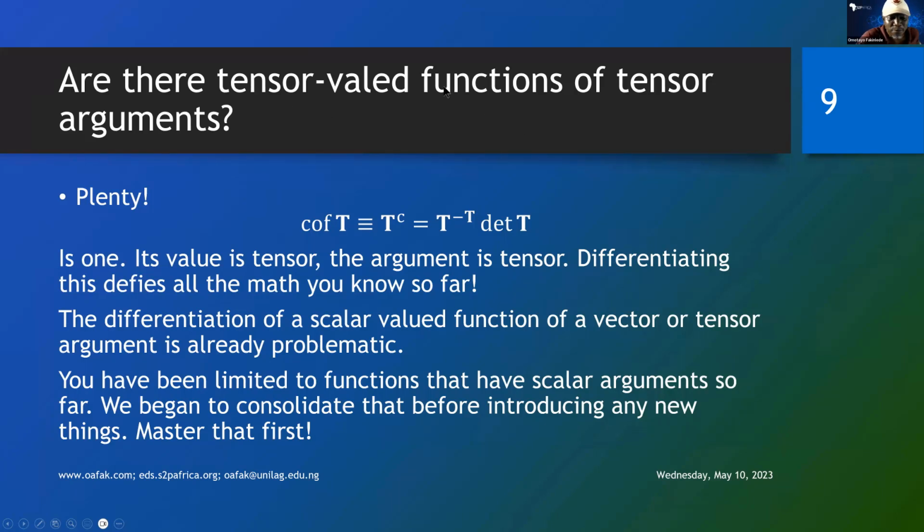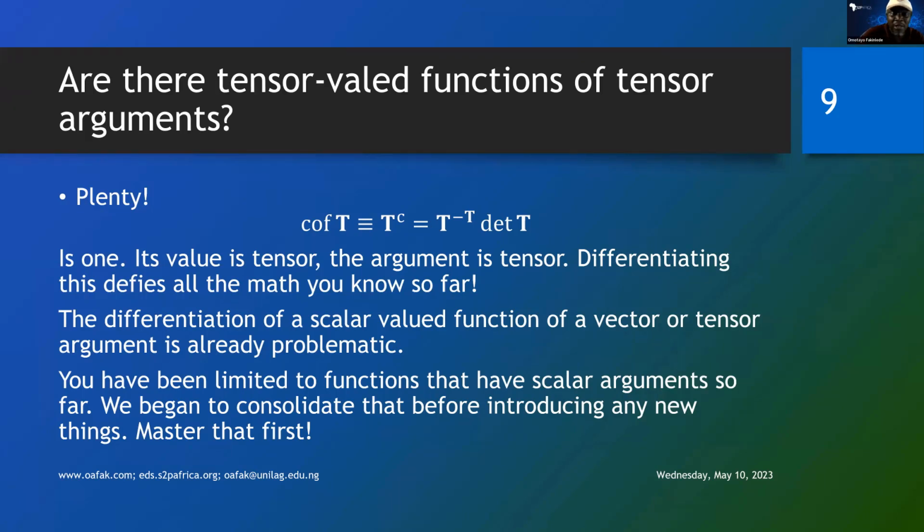And everything is possible. But the only ones you can differentiate right now are things that have scalar arguments. That's the only thing your calculus can do. When the argument is no longer scalar, your calculus is powerless. And that is what we want to do.